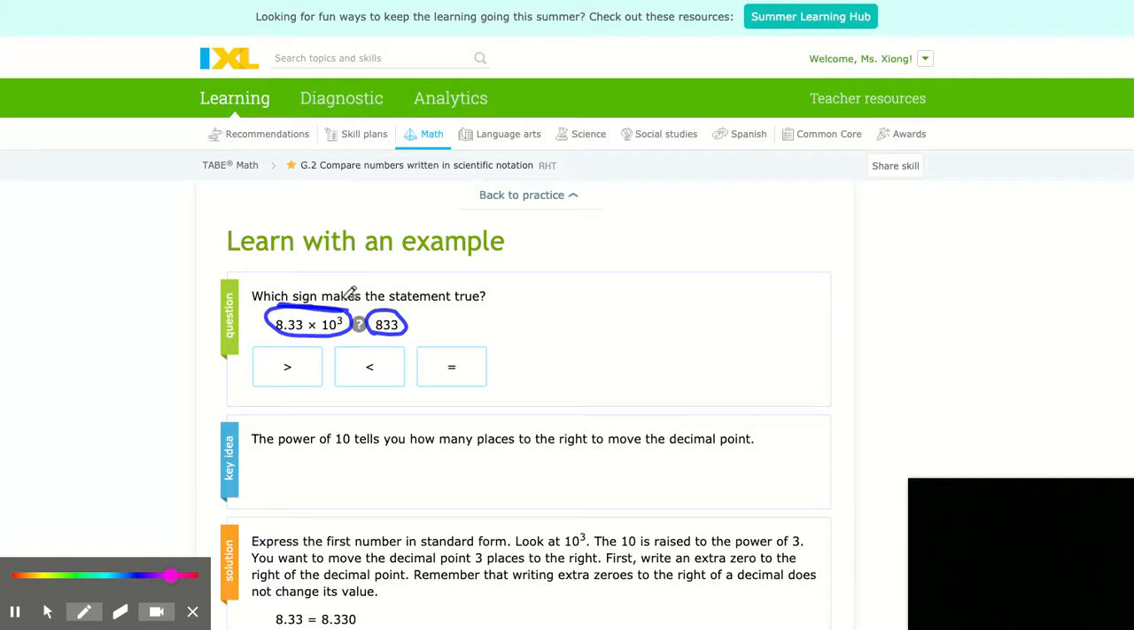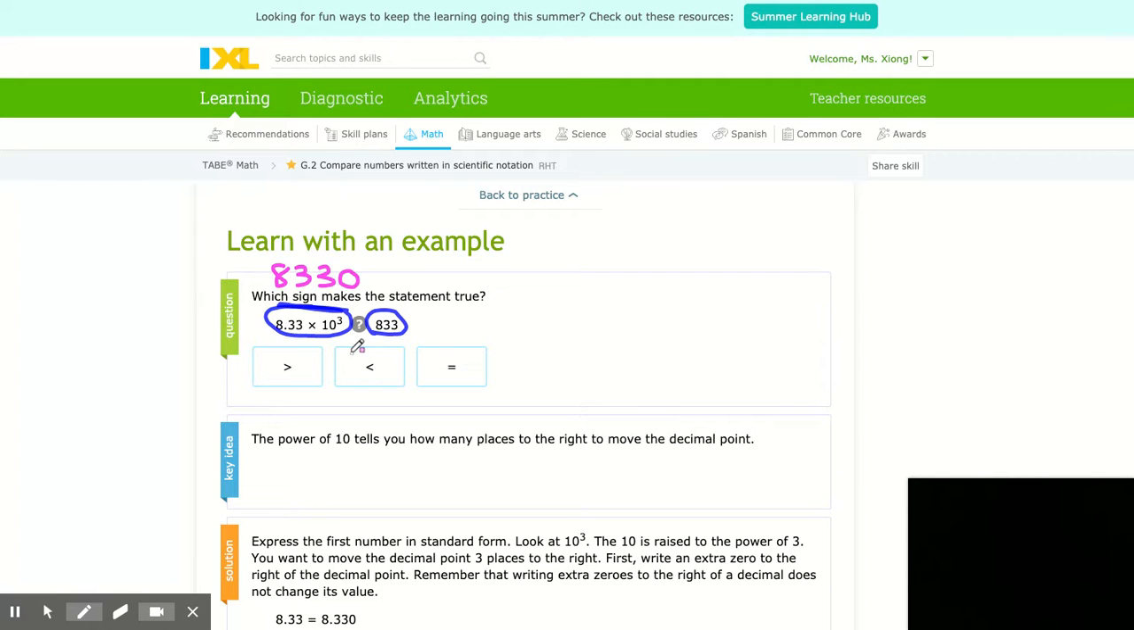So if I move my decimal, it should be 8 point, and then moving the point 3 times: 1, 2, and then 3. The first number is actually 8,330. And then the second number is 833.